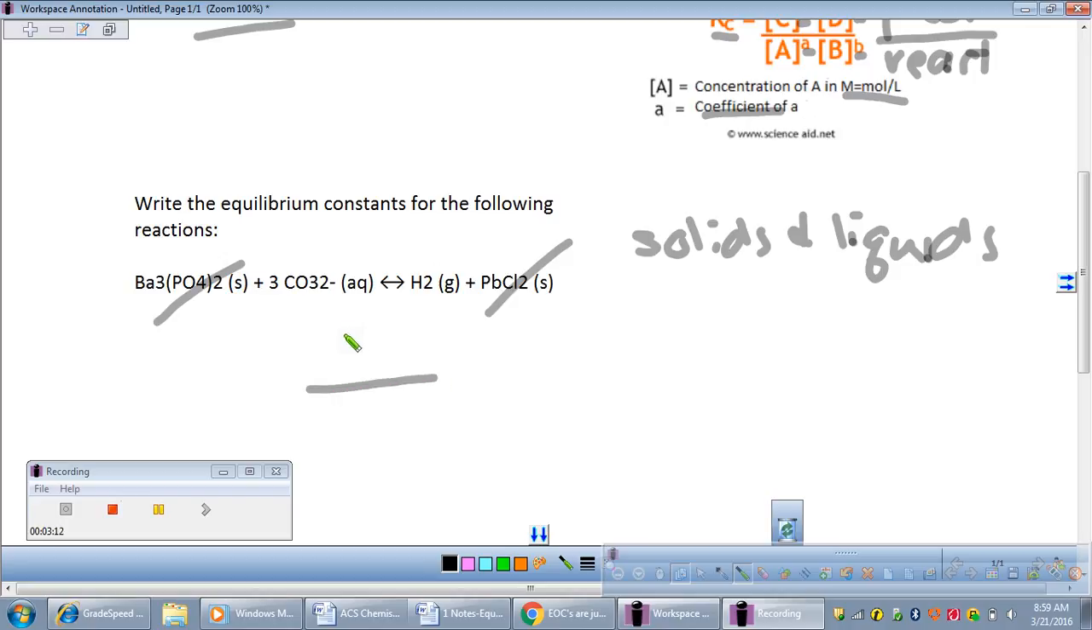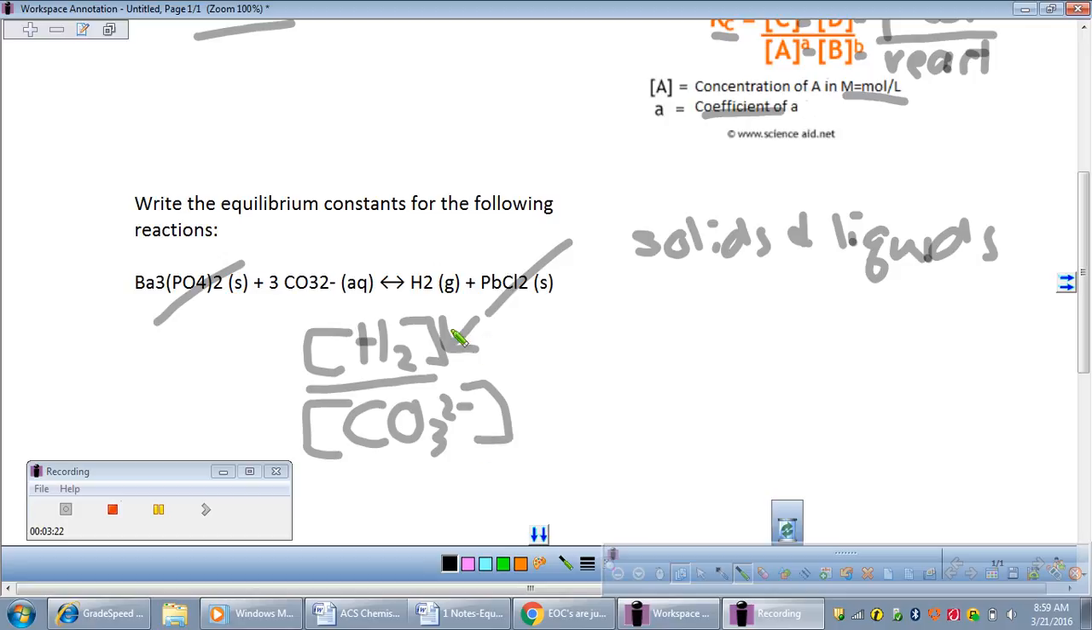So our product is H2, and it's the concentration. That's these little lines right here. That means concentration. And CO3, 2 minus. And then make sure that we write our exponents. Well, the coefficient for H2 is 1. You can write 1. You don't have to include that. But the coefficient for carbonate is 3. So we must include that in our expression. And so that is what K equals. So let's go on and solve for K.